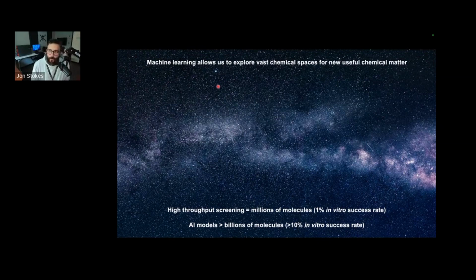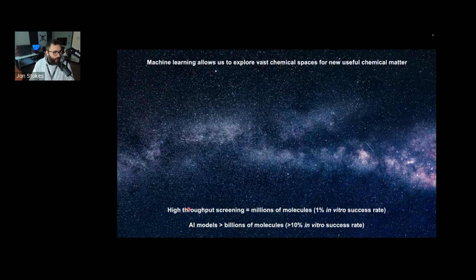So one technological approach that could work to help us discover fundamentally novel antibiotics is the application of machine learning. And that's because these AI algorithms allow us to explore vast chemical spaces for novel chemical matter that is useful for whatever our application is.